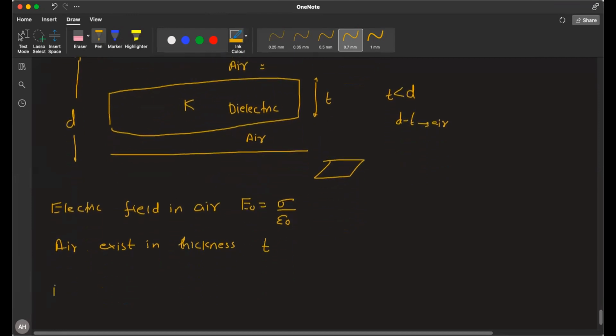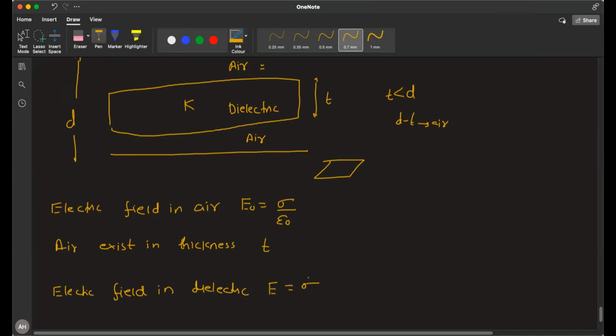Similarly, you can calculate the electric field in dielectric. What is the expression of the field inside the dielectric, Saifullah?